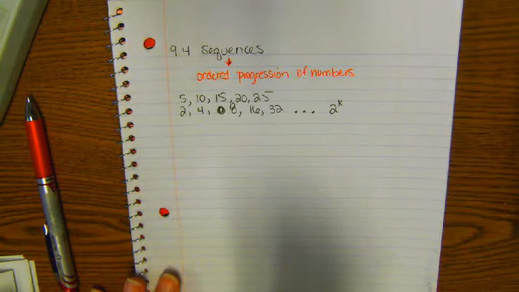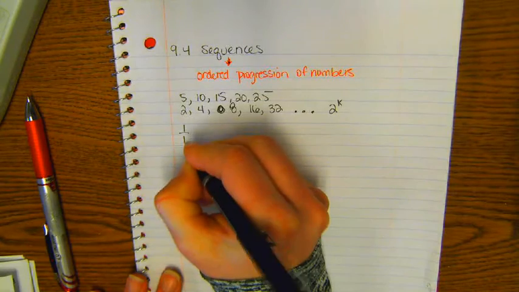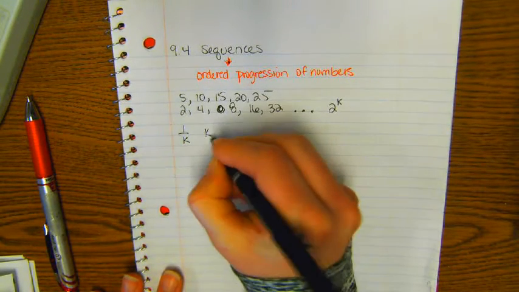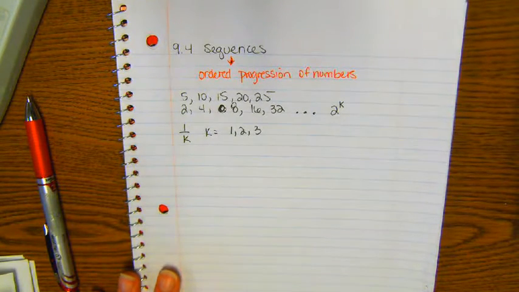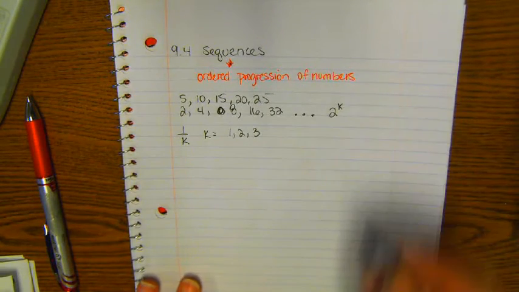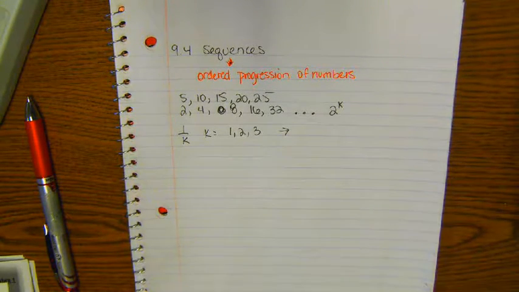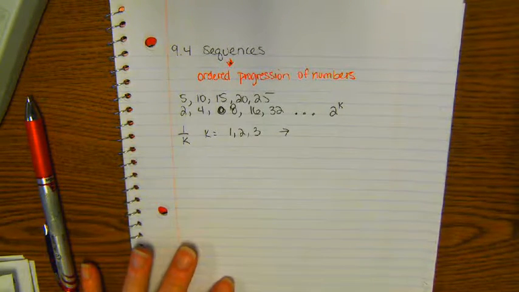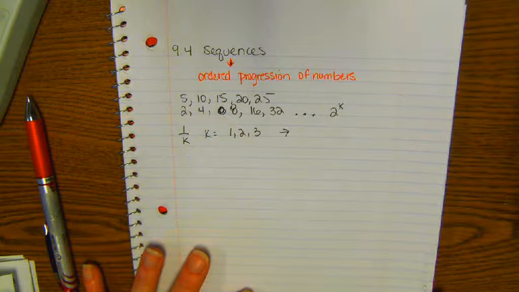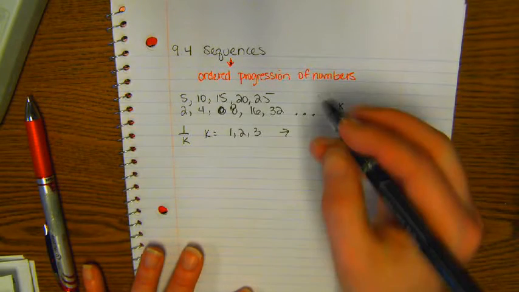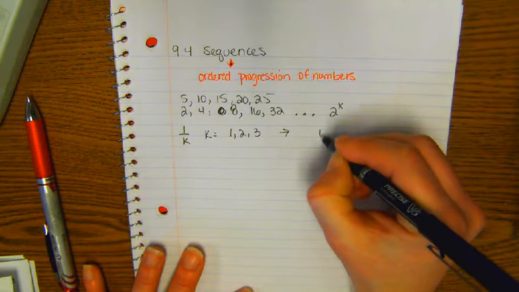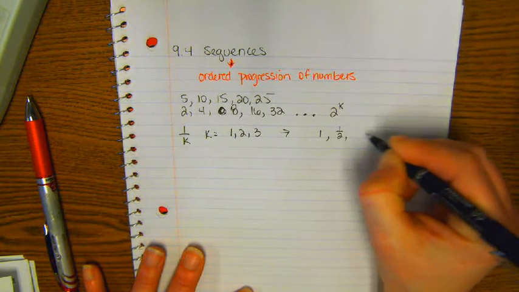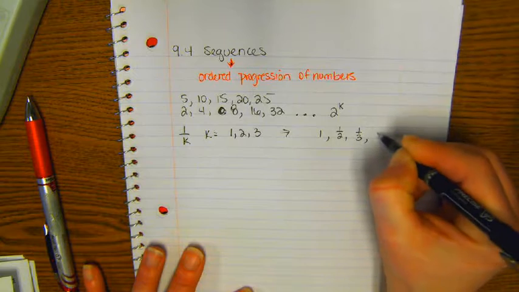What if I asked you, would you make a sequence 1 over k if k equals 1, 2, 3? Can you tell me what that sequence would look like? What would the first term be? 1. What would the second term be? 1/2, 1/3, 1/4, if this was to continue.